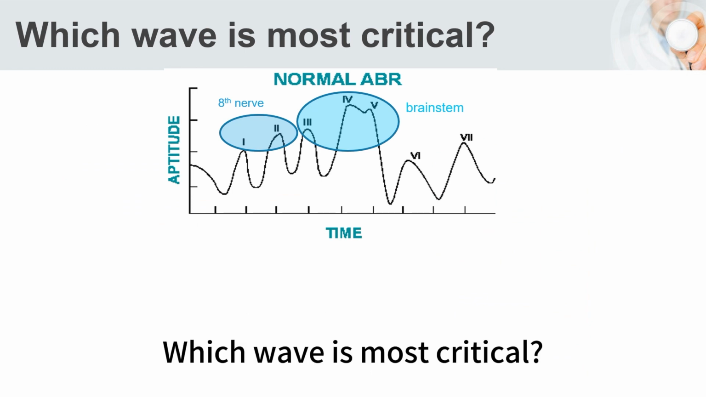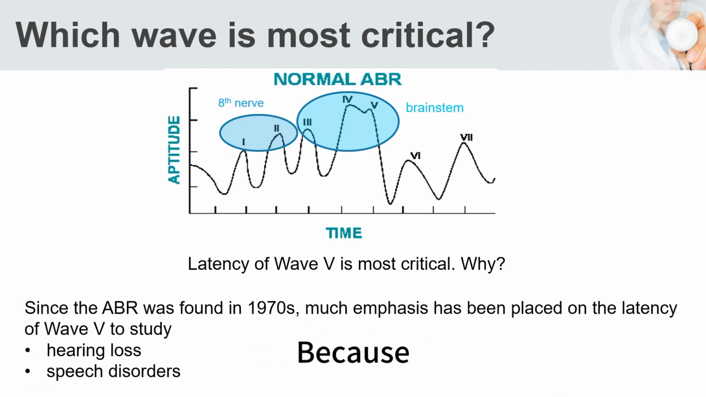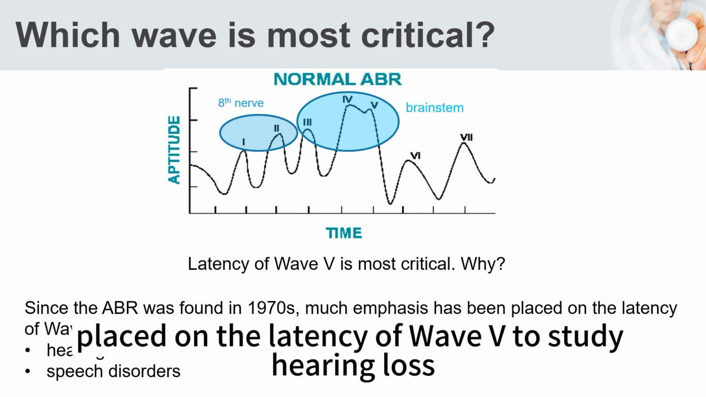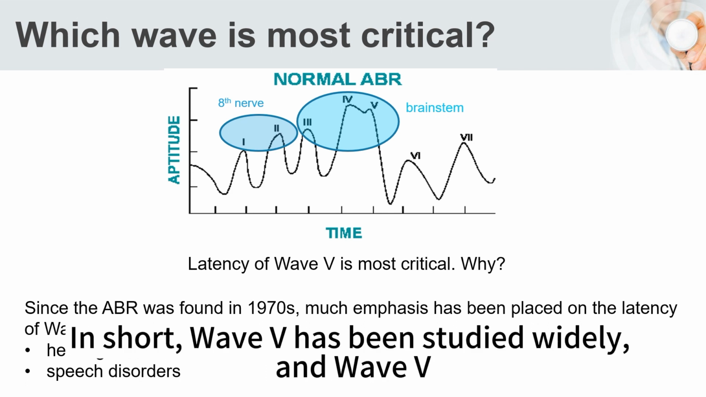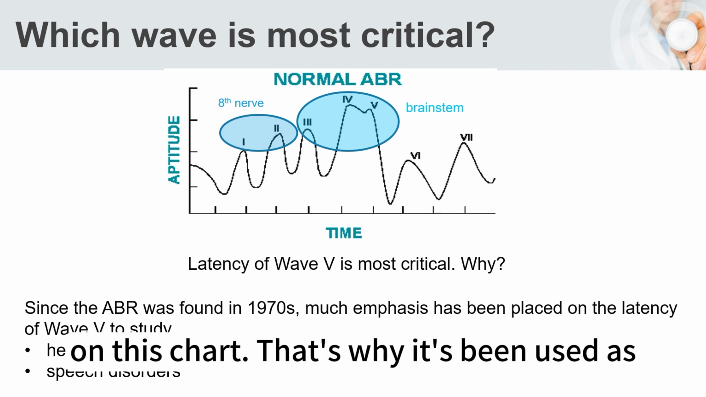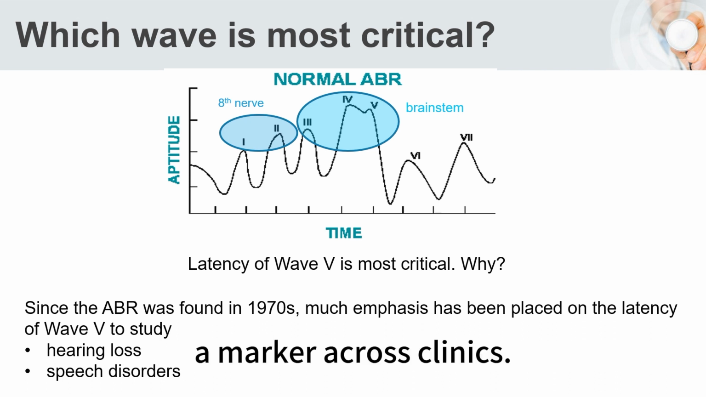So which wave is most critical? Latency of wave 5 is most critical. Why? Because since ABR was found in the 1970s, much emphasis has been placed on the latency of wave 5 to study hearing loss and speech disorders. So in short, wave 5 has been studied widely, and wave 5 is also the highest and most obvious wave on this chart. So that's why it's used as the marker across all clinics.